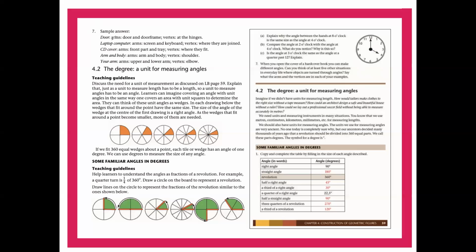You can open a door, your laptop screen, a CD cover, your arms and your body, just your upper arm and your lower arm, with your vertex at your elbow. So there, your vertex will be your elbow, whereas here, this could be your shoulder. So really, anything that can open up will be an acceptable answer where you can identify what the vertex will be. For example, like the door, the vertex will be the hinges.